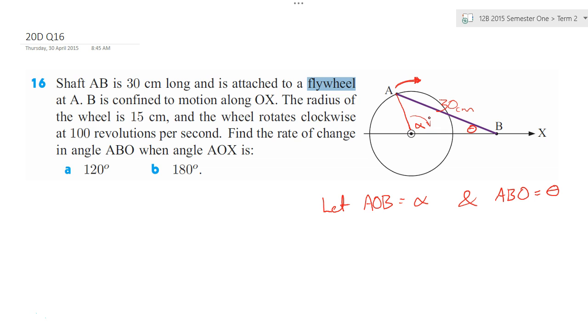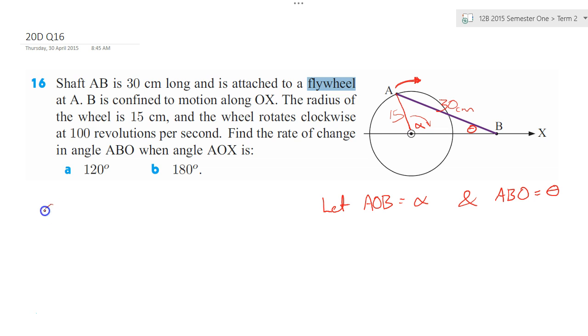Alright, now B is going to slide along backwards and forwards along OX there. The radius of the wheel is 15. And the wheel rotates clockwise at 100 revolutions per second. That's pretty quickly. Find the rate of change of angle ABO, that's of theta, when angle alpha is equal to 120 and 180 degrees. So, what's our goal?